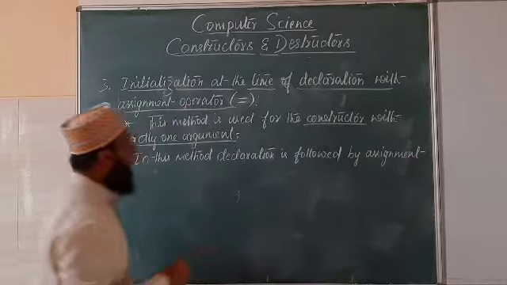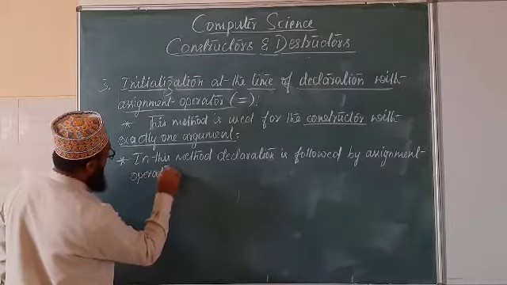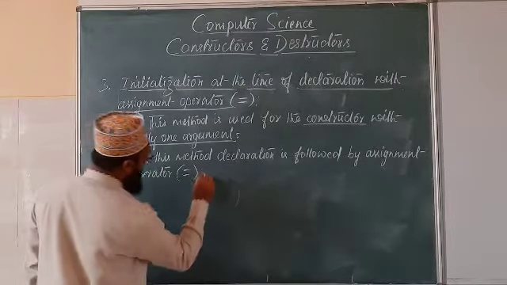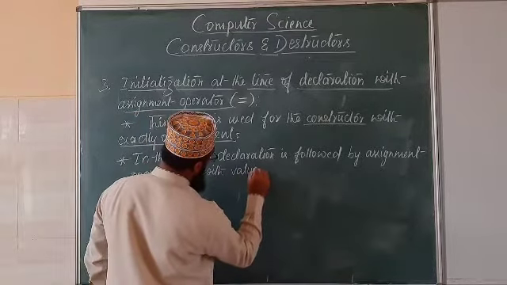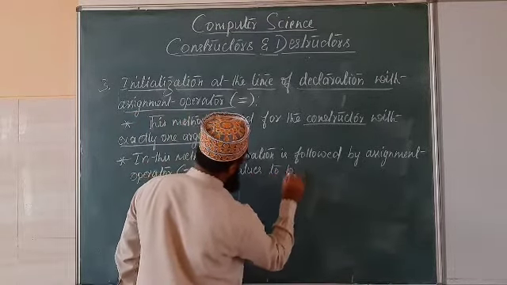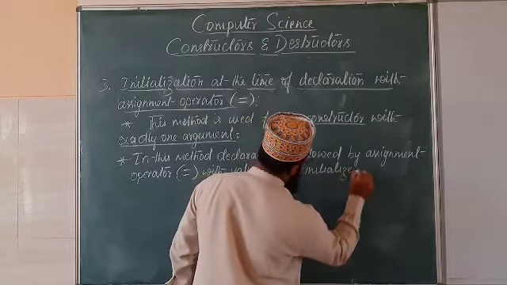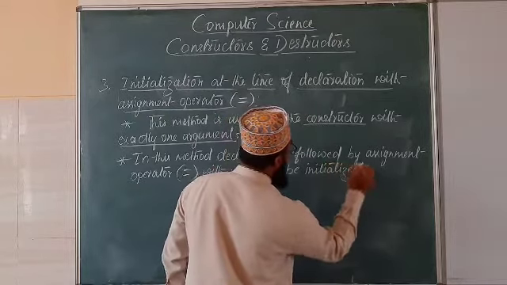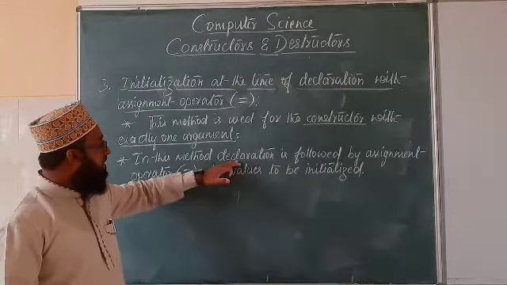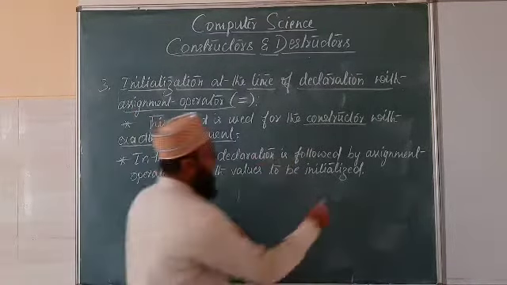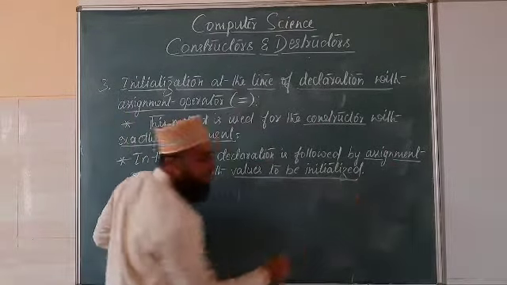Followed by the assignment operator. Okay, I will write the symbol here with values to be initialized. Okay, in this method, declaration is followed by the assignment operator and then values to be initialized.